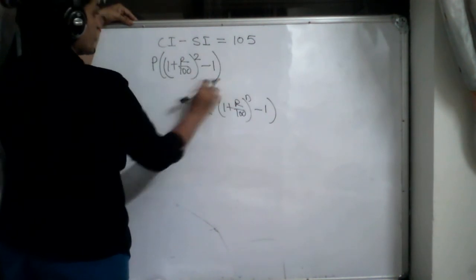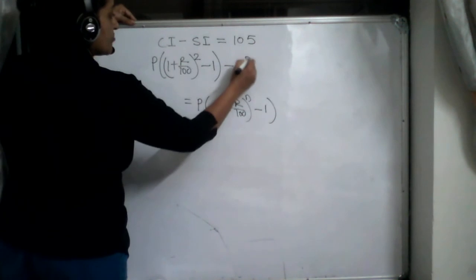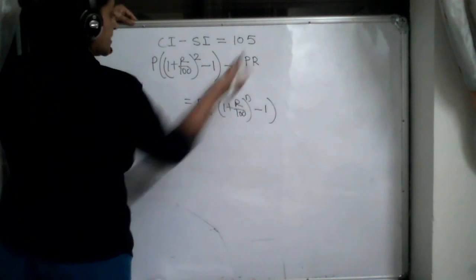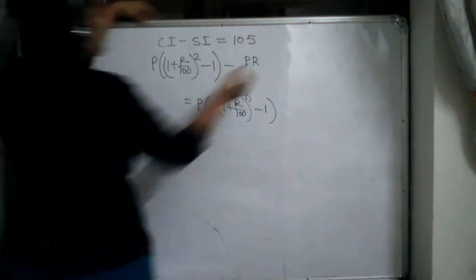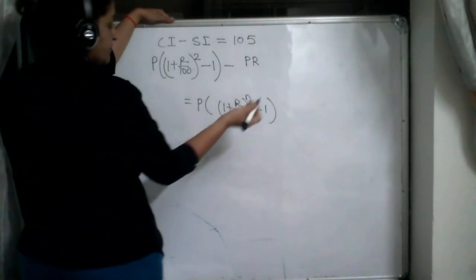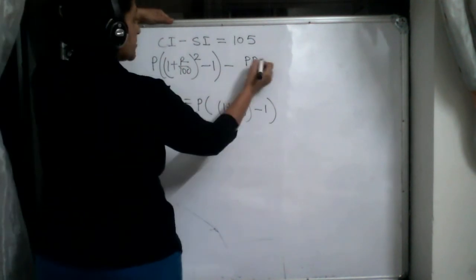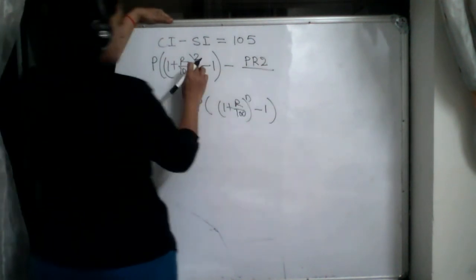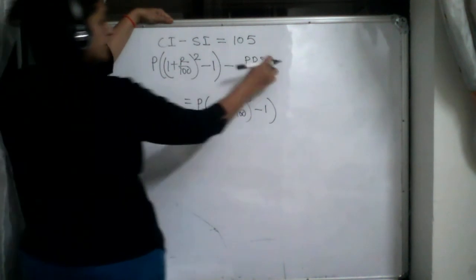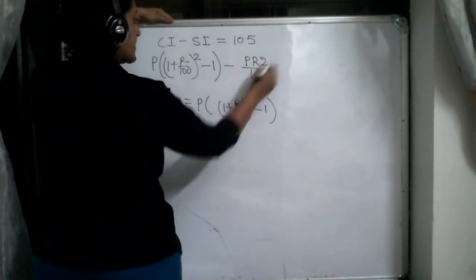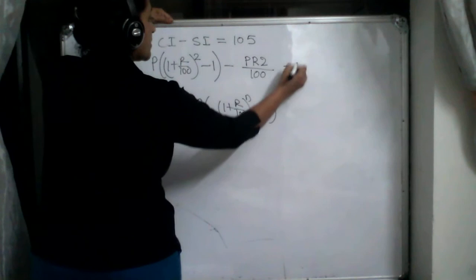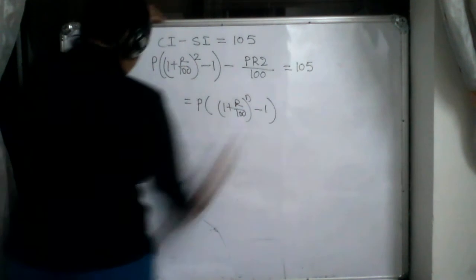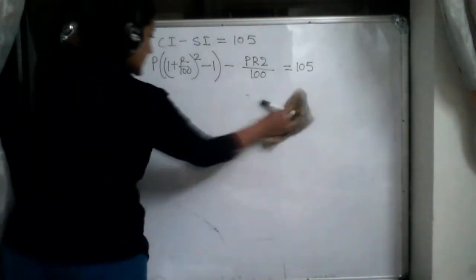This is for CI. What is SI? PRT upon 100, isn't it? We don't know R, we know P, but we will be substituting it later. T is what? 2, the time period. 2 we have substituted here. Here also we will substitute, upon 100. This is equal to what? 105. Now you will see how it changes.